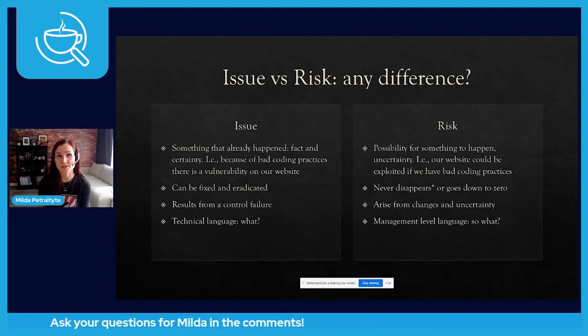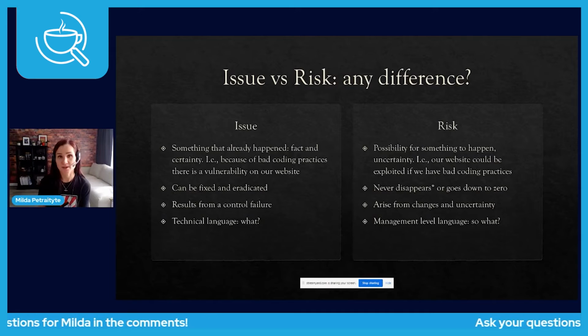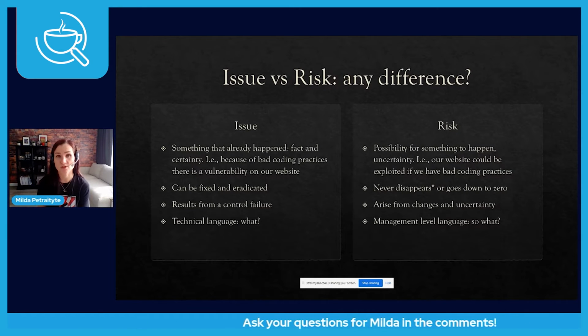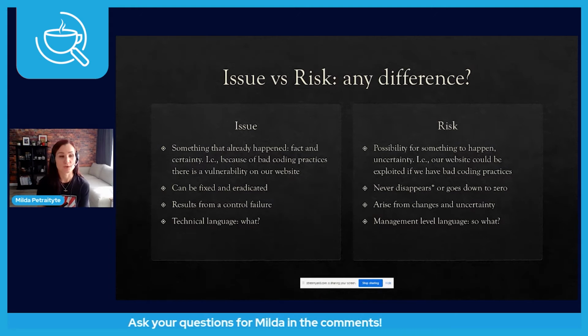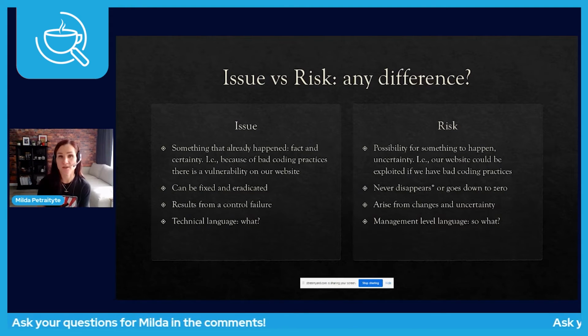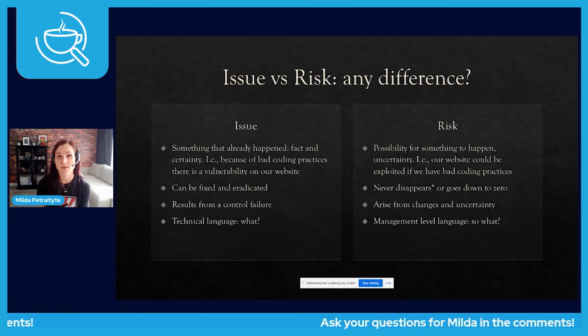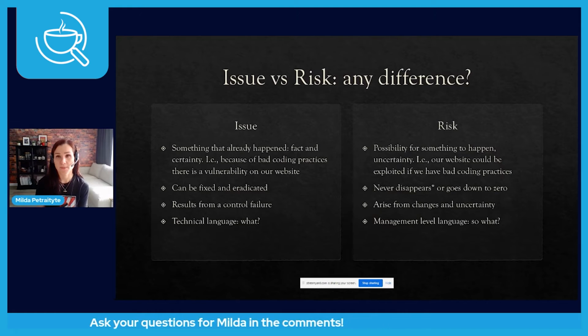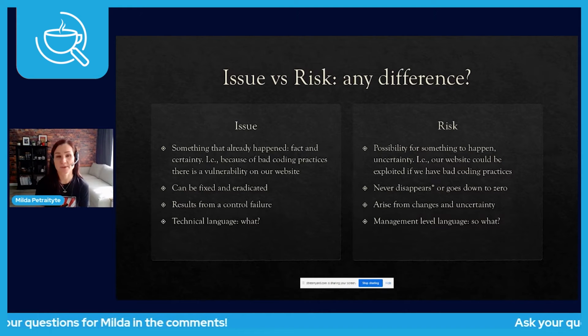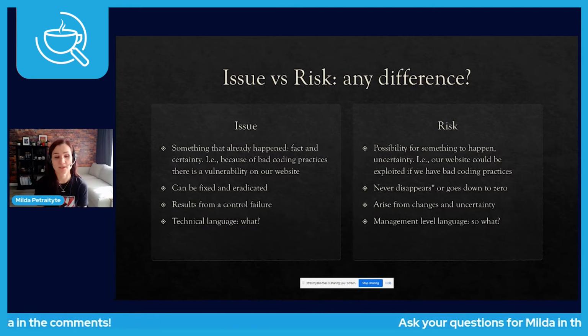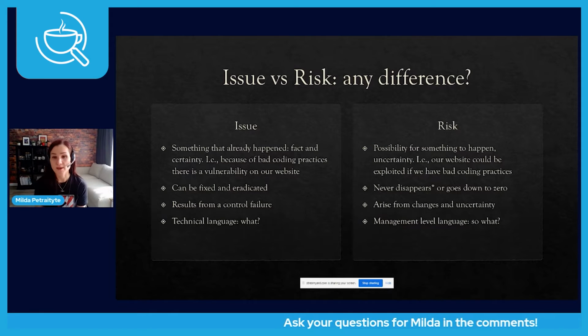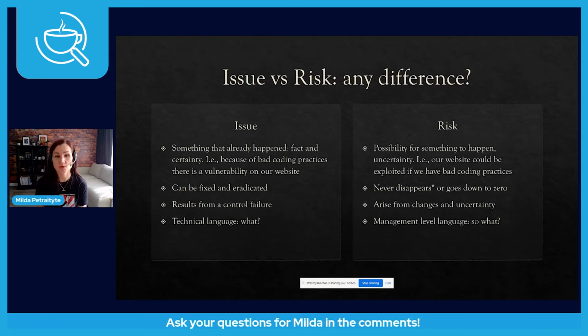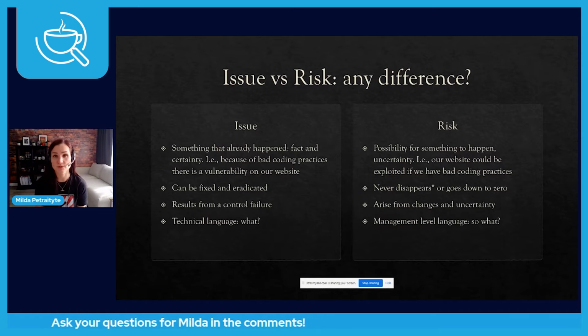So an issue is something that already happened. It has facts and certainty about them. Coming back to the example with the vulnerability, let's say because of bad coding practices there's a vulnerability on our website. While the risk is a possibility for something to happen, and it's very much related to uncertainty. If it's something certain that we have a problem of some kind, this is no longer a risk. It is an issue that we want to resolve.